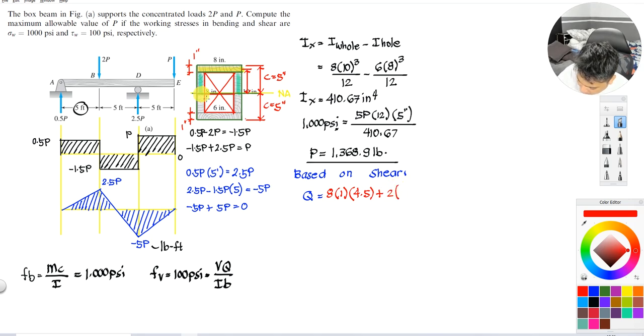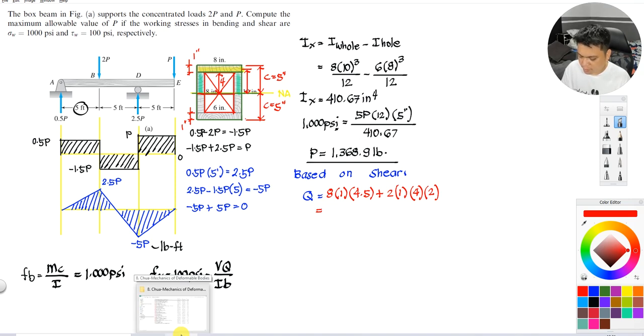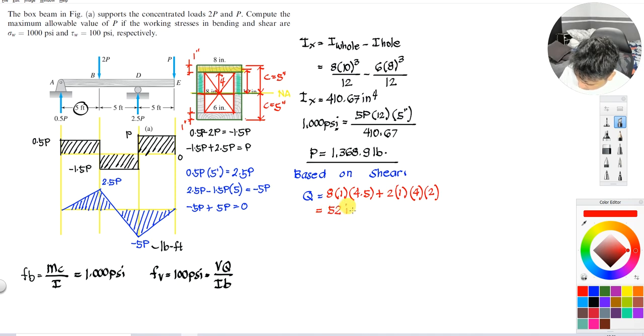Okay? Ano yung mga area nila? Again, this is 1 inch. Okay? And ito, yung height nito, kasi 8 to eh. No? So, 4 to. So, 1. Okay? And then, its moment arm is kalahati ng 4. So, 2. So, this is now my Q. So, I have here 8 times 1 times 4.5 plus 2 times 1 times 4 times 2. So, I have here 52 inches cube.